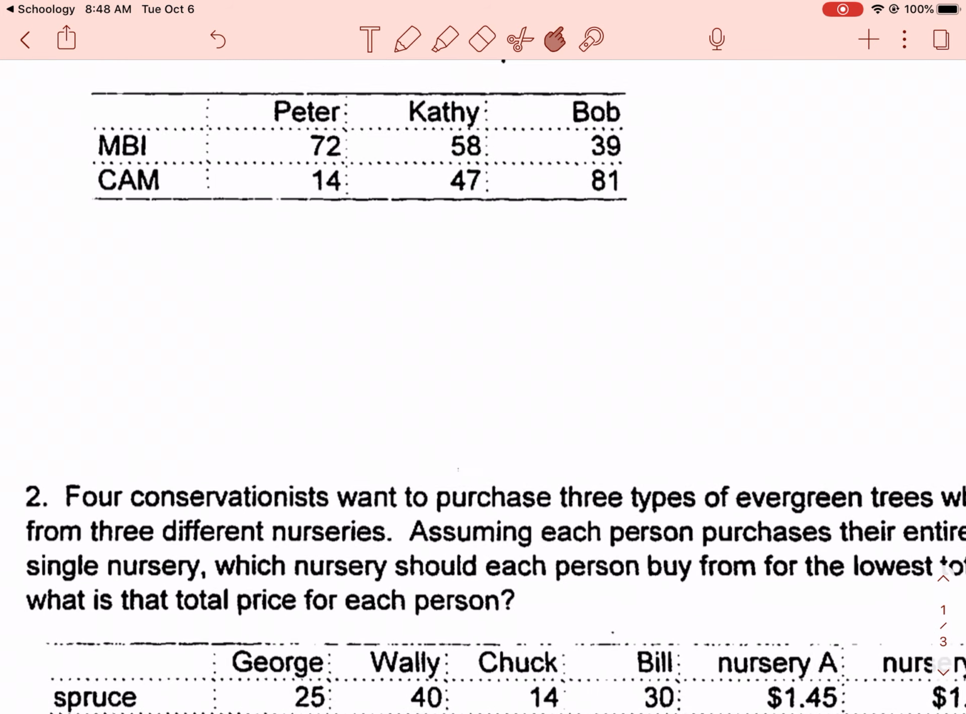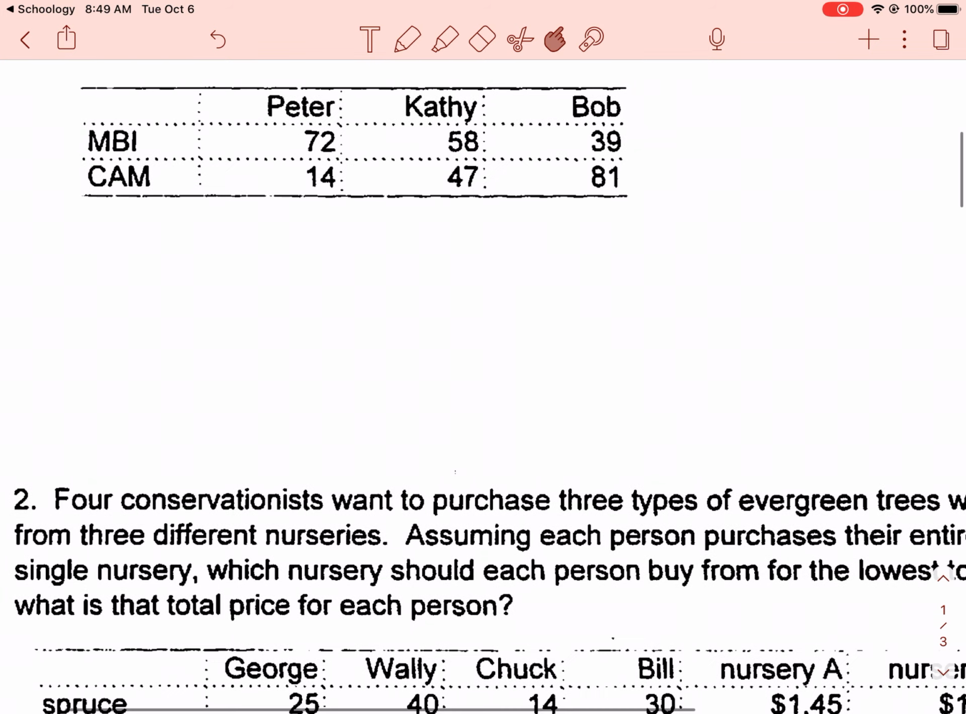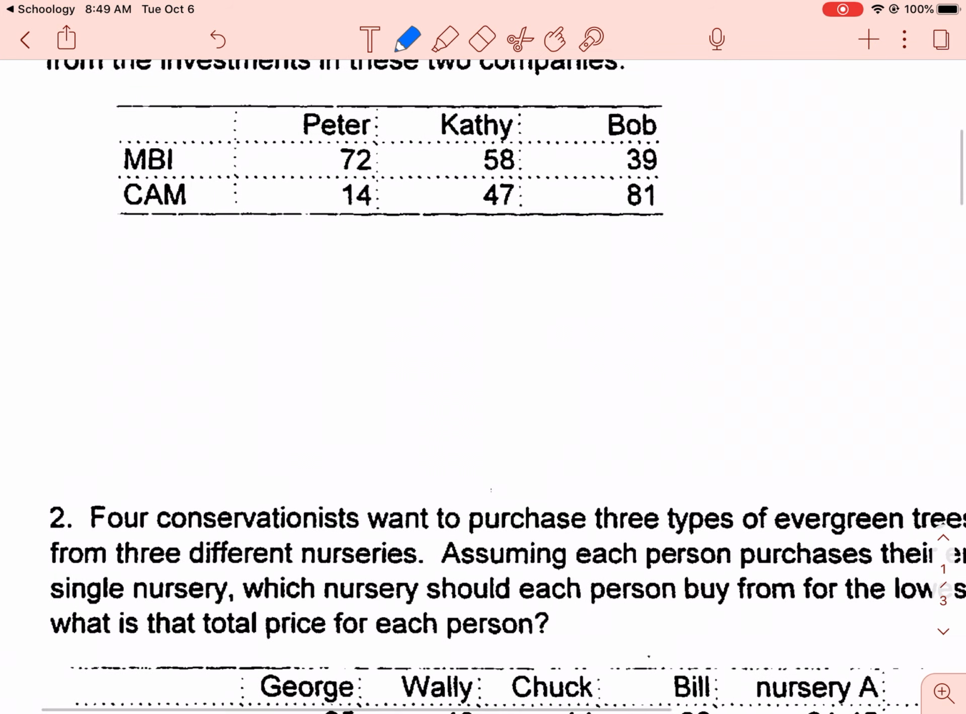So for example, if I want to keep the matrix kind of similar to this, well, they're all going to be similar, but let's say I want to start with this matrix. In the end, I want to find each person's total gain or loss. So in the end, I want to know Peter, Kathy, Bob, and how much they each gain or lose. Let's see if we can make that work. So to start, again, matrices matter. So if I start with maybe MBI and CAM on the top, it's going to be a 1 by 2.